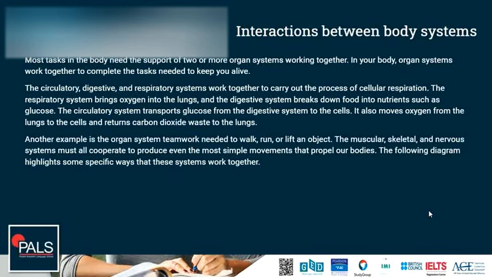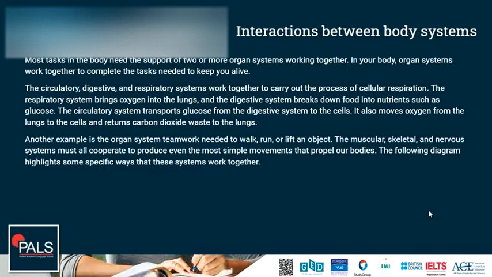Most tasks in the body need the support of two or more organ systems working together. Your body organ systems work together to complete the tasks needed to keep you alive. The circulatory system, the digestive and respiratory systems, they work together to carry out the processes of cellular respiration, for example. There's another screencast that goes in detail into cellular respiration.